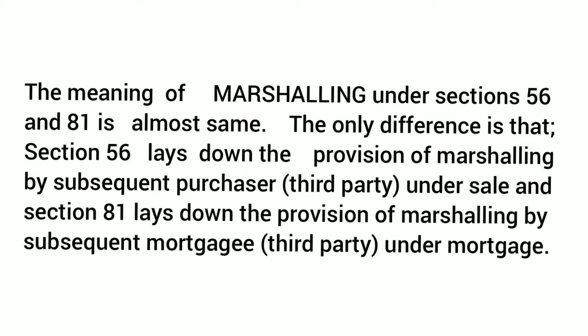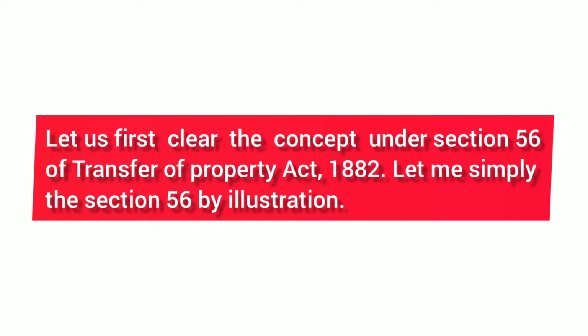The only difference is that section 56 lays down the provisions of marshalling by subsequent purchaser. Here the subsequent purchaser is a third party under the chapter sale of immovable property, and section 81 lays down the provisions of marshalling by subsequent mortgagee. Here this subsequent mortgagee is a third party under the chapter of mortgage of immovable property. Let me first simplify the concept under section 56 of the Transfer of Property Act 1882. Let me simplify section 56 by illustration.